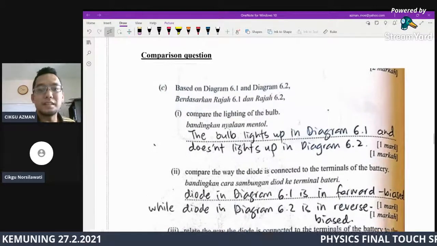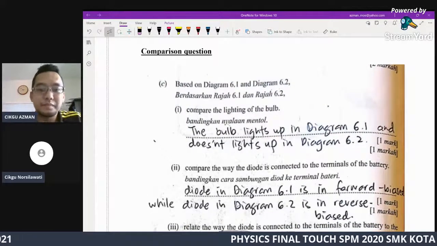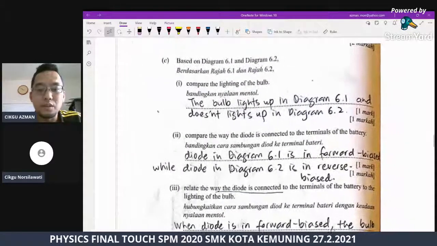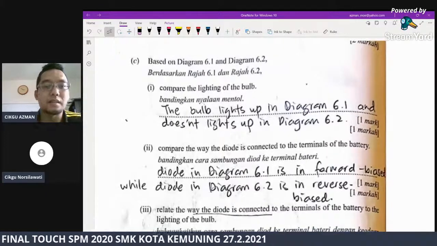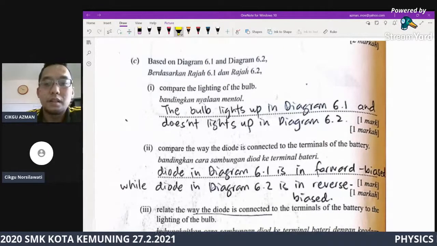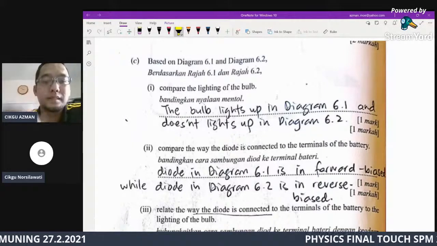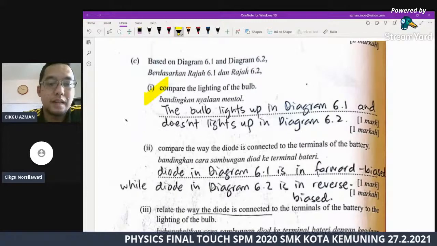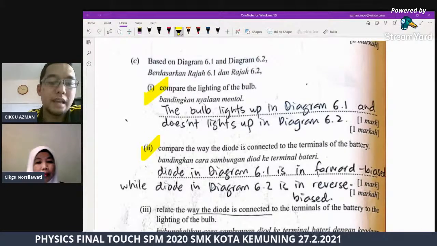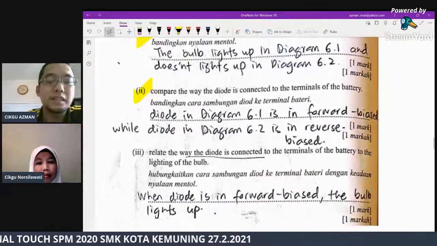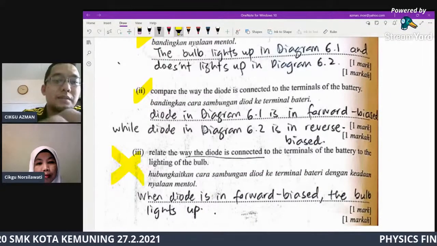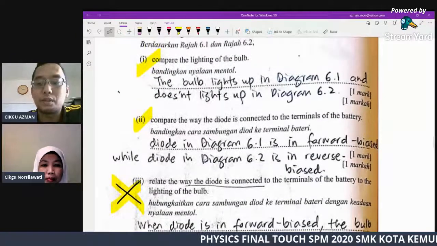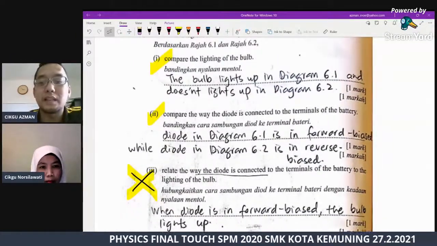Okay, comparison question. So make sure you compare. Selalu mistake yang pelajar buat. Okay, compare. First one right, correct answer. Second one correct answer. Then relate. Bila time relationship boleh salah. Okay. Bila time relationship you get wrong answer. So it's not supposed, tak sepatutnya salah lah.